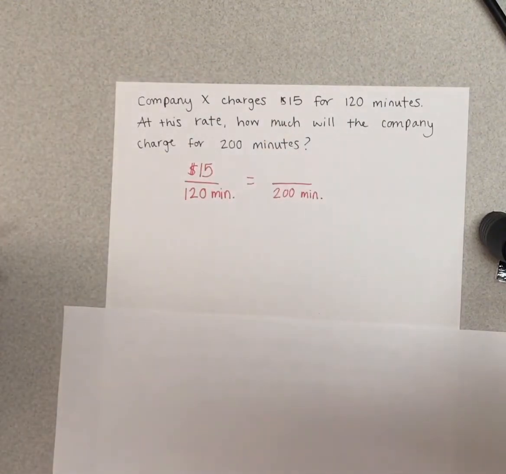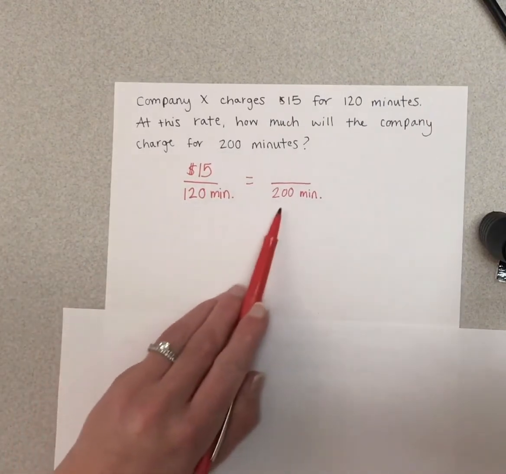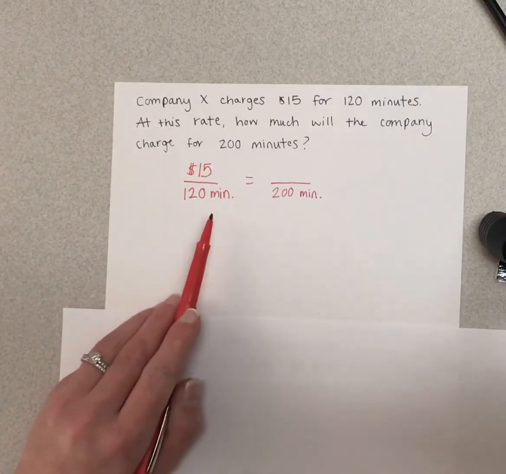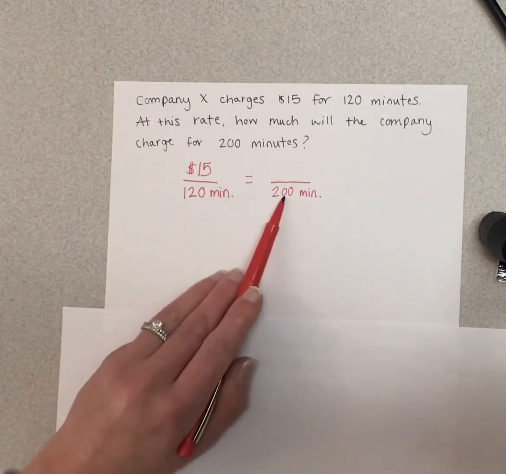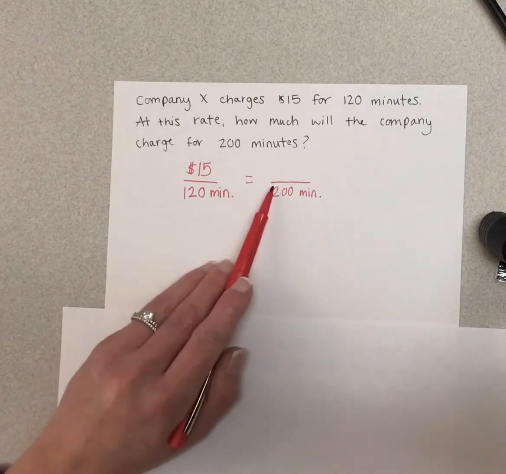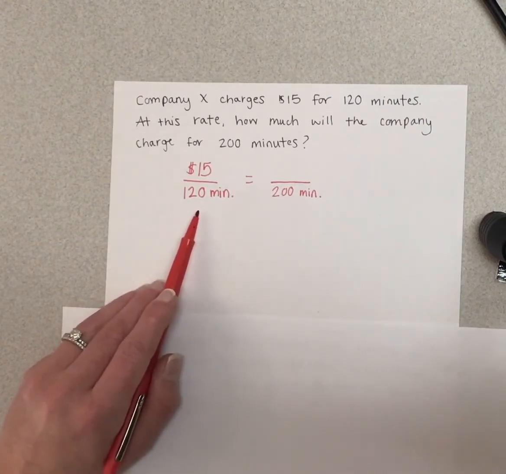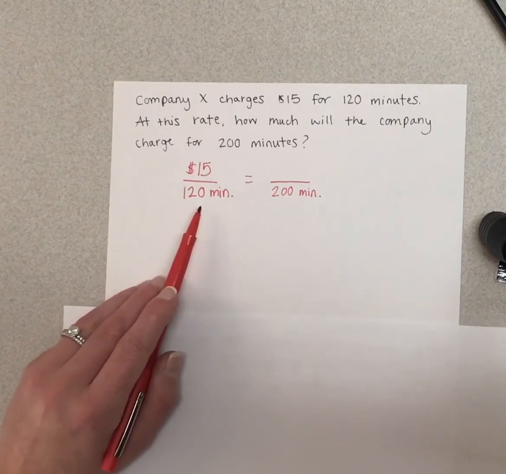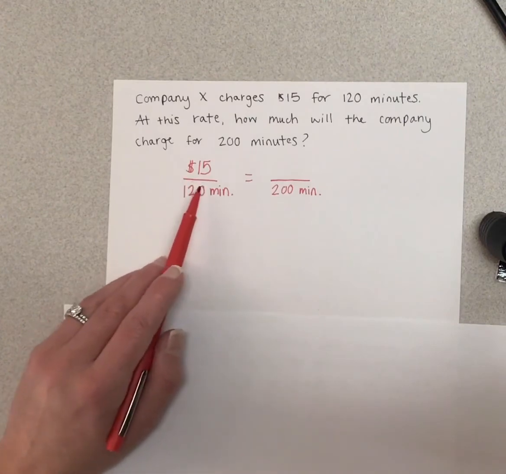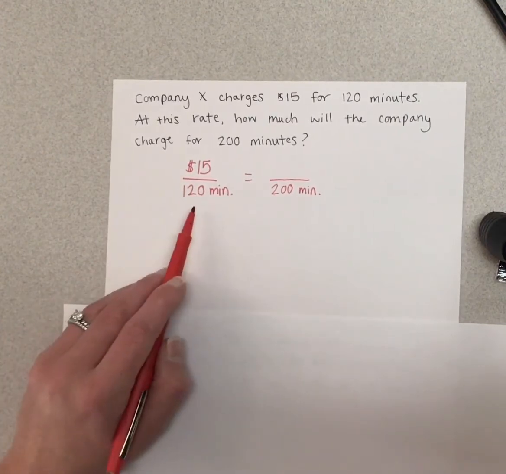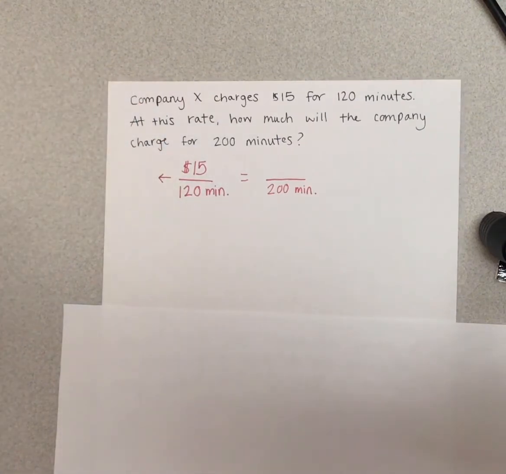Okay, so now there's a few different ways I can look at this. I can look at the connection from 120 to 200. I can say, okay, what do I need to multiply by to get from here to here? You could divide to figure out that connection, 200 divided by 120, but since it's not a whole number, the connection isn't easy. But some other strategies we could do: we could figure out how much the company charges for 1 minute.